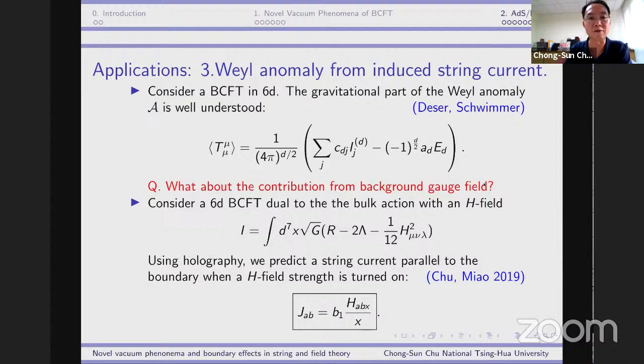So the thing which is not known, which people haven't looked at before, is what happens if you turn on the background gauge field? In four dimensions, we know you have a similar expression for the trace anomaly, but you can also turn on the Yang-Mills gauge field, and that gives you F squared, the term with the beta function. That's what Alice and, I forgot who, yeah.